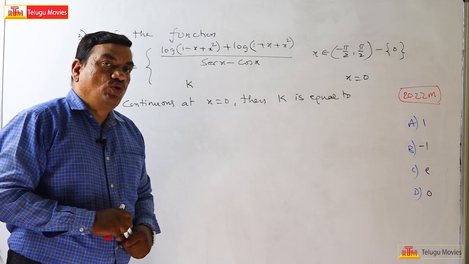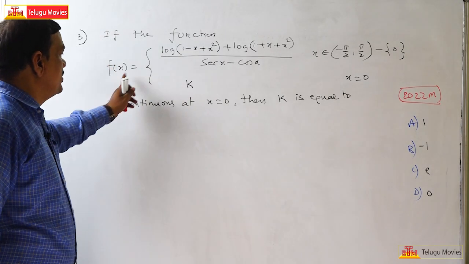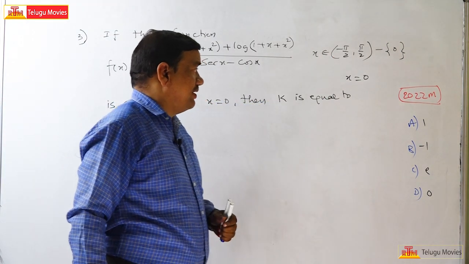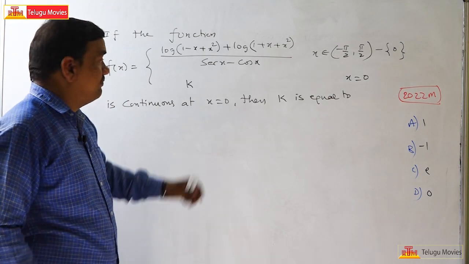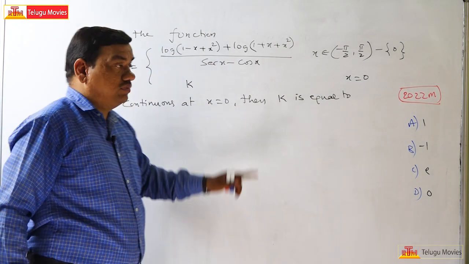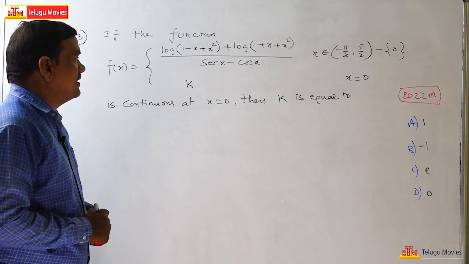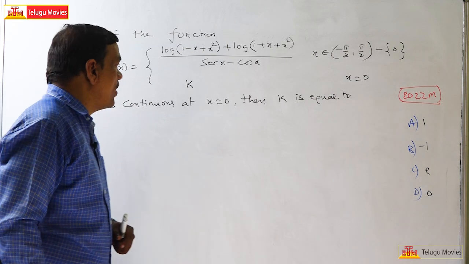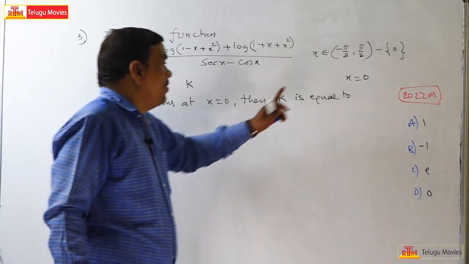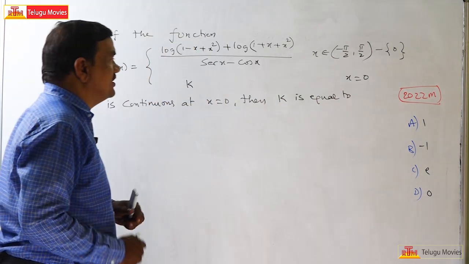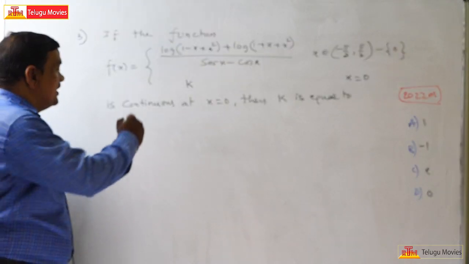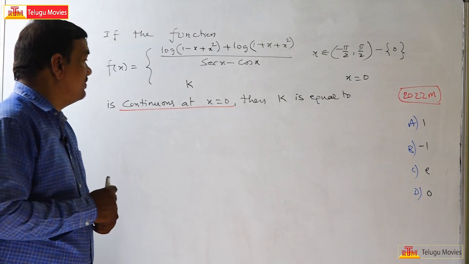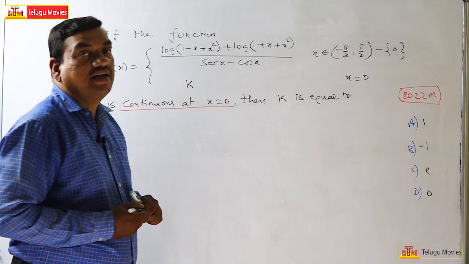Hi students, welcome to this problem. The function f of x, when x belongs to minus pi by 2 to pi by 2 except 0, is defined as log of 1 minus x plus x square plus log of 1 plus x square, upon secant x minus cos x. When x is equal to 0, it is defined as some k. It is continuous at x is equal to 0, then k is equal to.